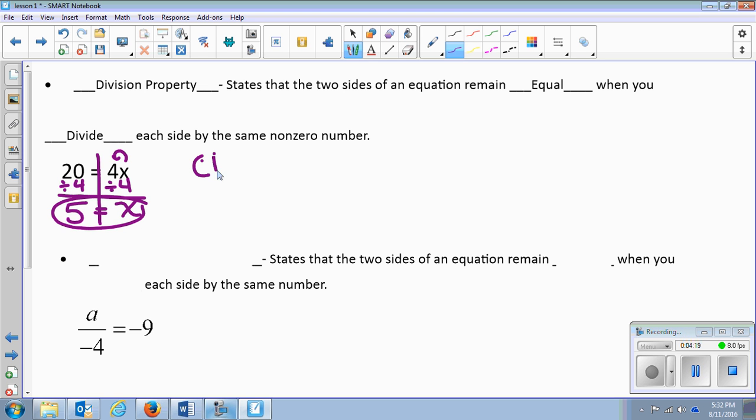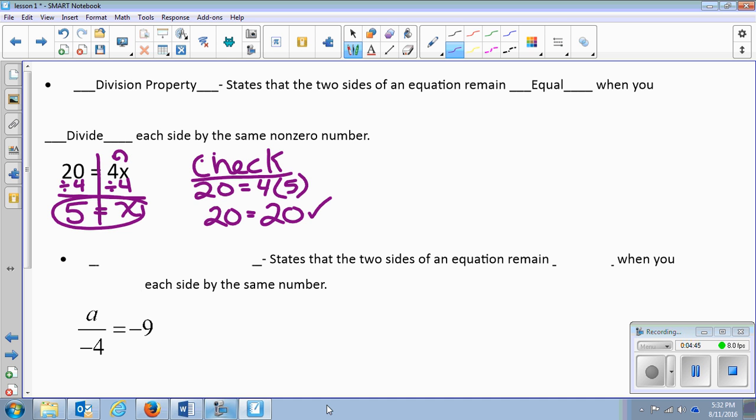Again, I can check this by just simply plugging back in what I got for x in for x. So I said x equals 5, so I'm going to rewrite the problem. I said x equals 5, so I'm going to do 4 times 5. 4 times 5 equals 20. If they're the same thing, I know right away before my teacher even checks it that I got it correct.